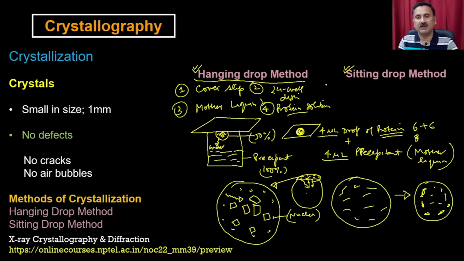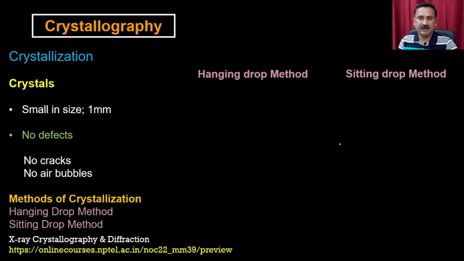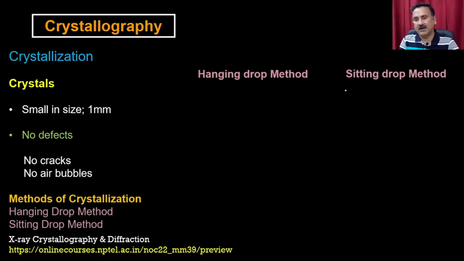And how are you going to solve that problem? You are going to solve that problem when you try the sitting drop method. So let's discuss the sitting drop method. In a sitting drop method, you have a bridge on which you can place the protein molecules, and that is how it works. In the sitting drop method, you are going to have the well, just like we have the well in the hanging drop method.